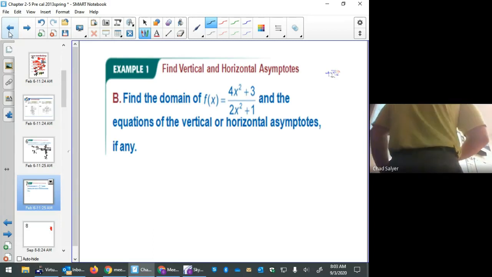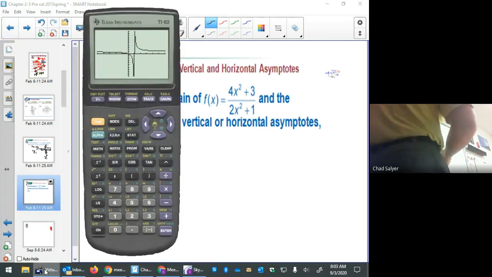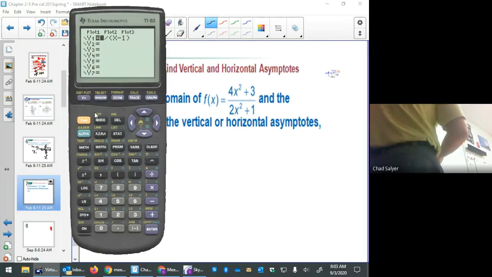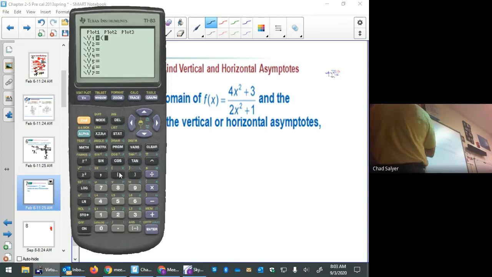And if I look at the graph of this problem, when I put these in the old TI type calculators, you have to enclose the numerator and denominator in parentheses. Newer versions of the TI software do not require this.